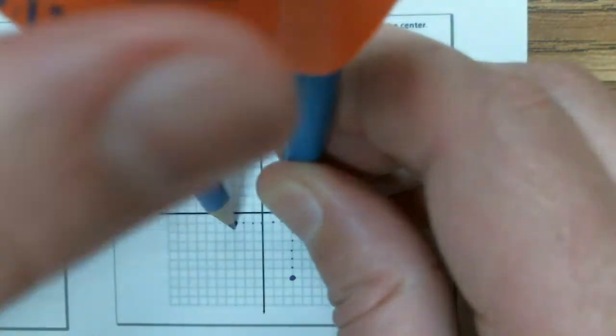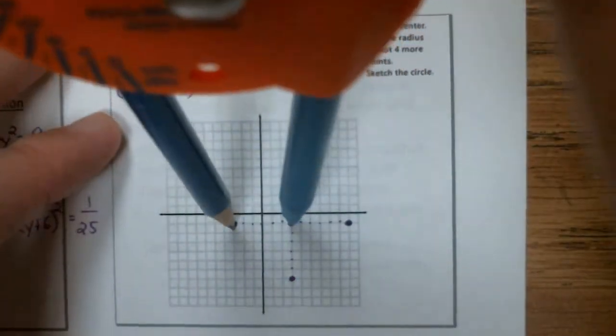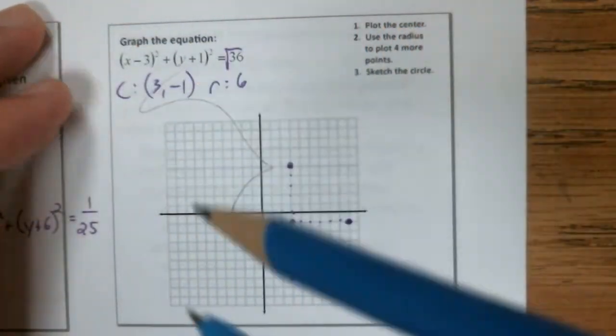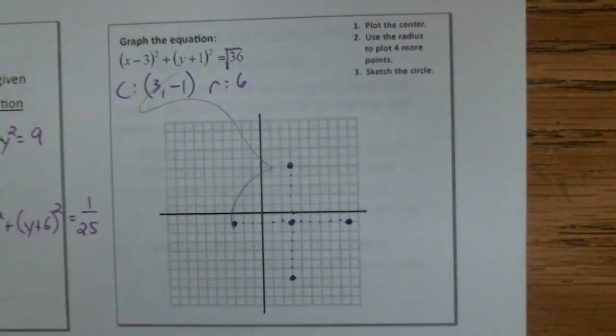So I'll put my needle right here, and I'm going to draw, wow, that did not work out. Y'all like that circle? That was pretty good, wasn't it? You guys are probably rolling on the floor right now laughing. That's okay. That's why I don't like these old cheap compasses.